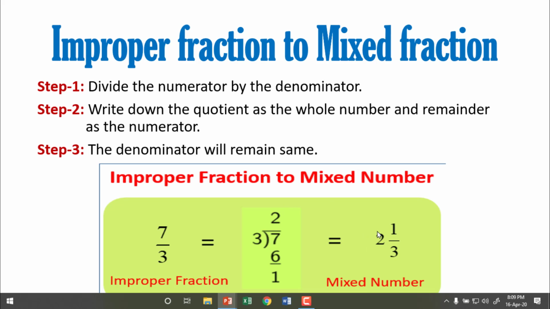So we have to write 2 here, and the remainder as the numerator. Here the remainder is 1, so 1 will be the numerator. We write 1 above the line. Then the denominator will remain the same. As the denominator is 3, 3 will remain the same in the mixed fraction. So see, 7 by 3 is an improper fraction and we converted it to a mixed fraction.